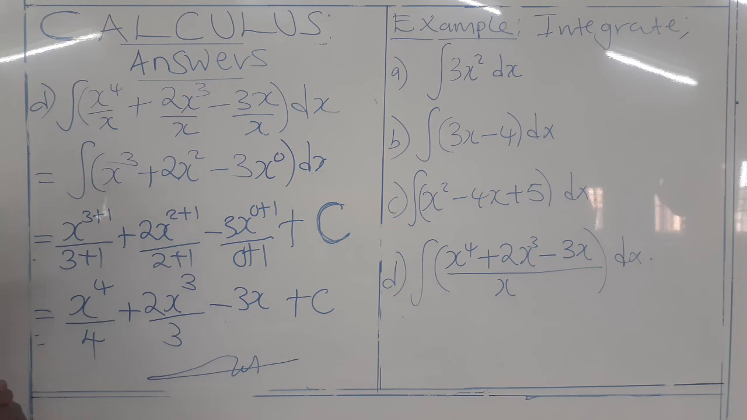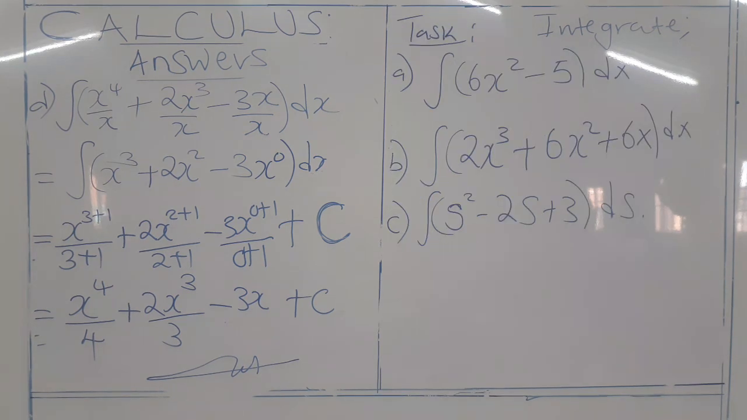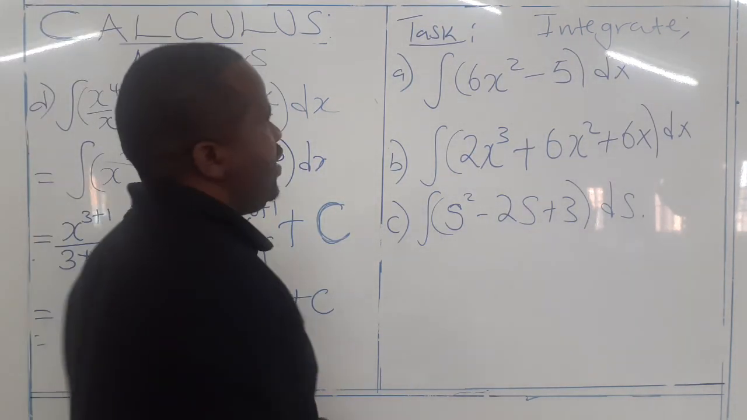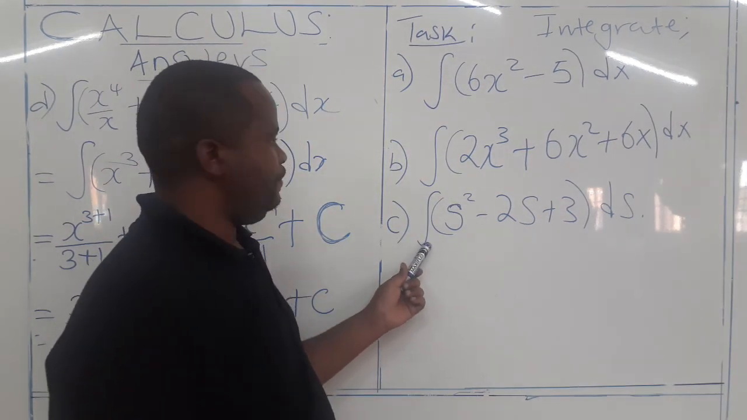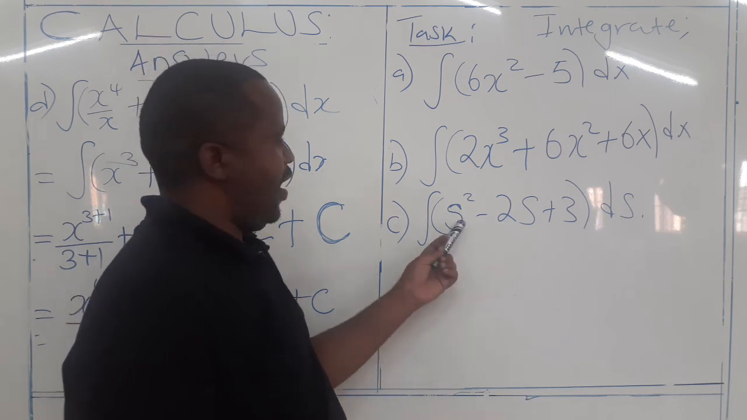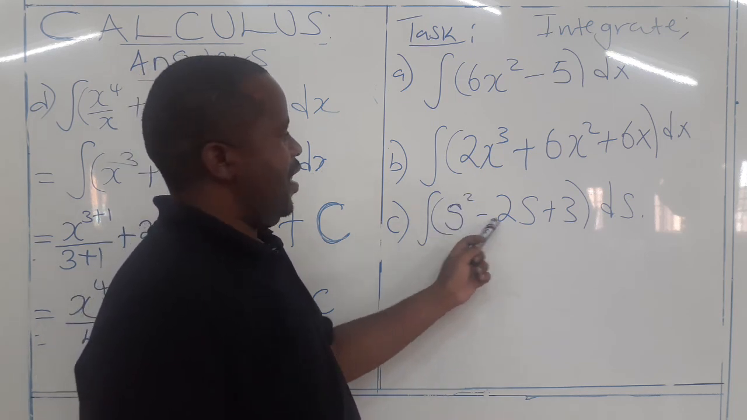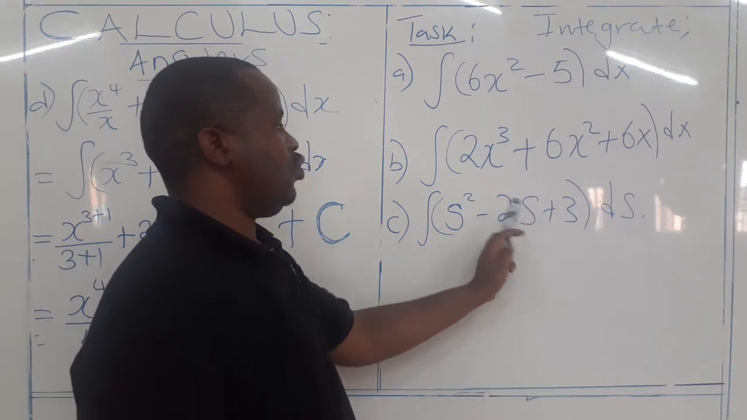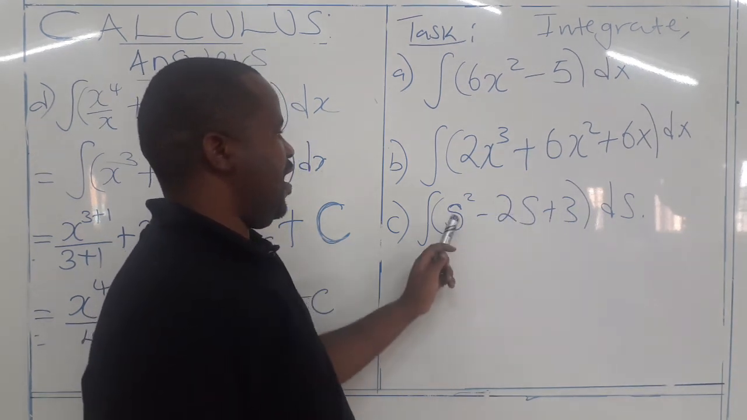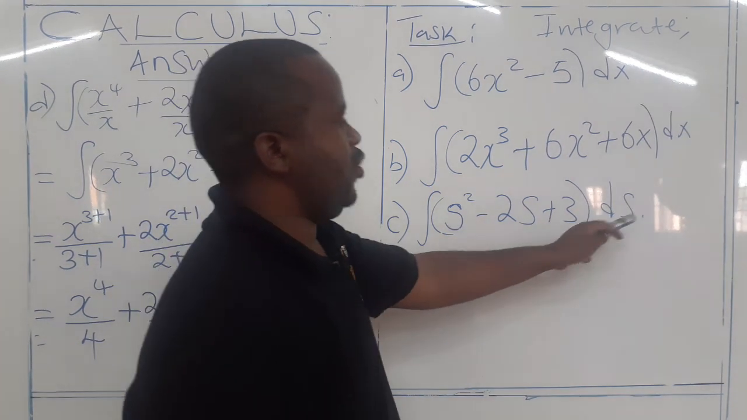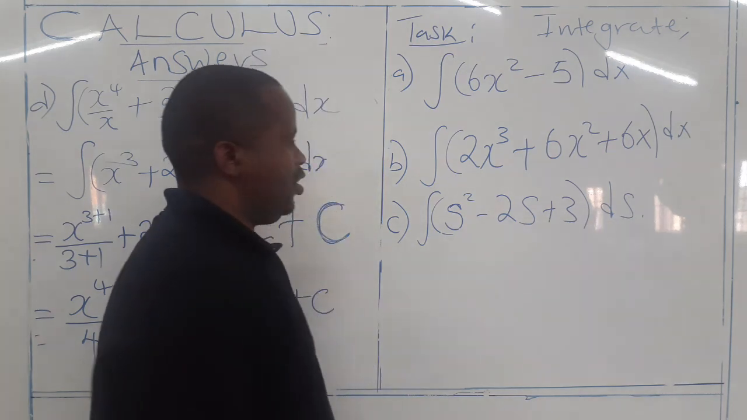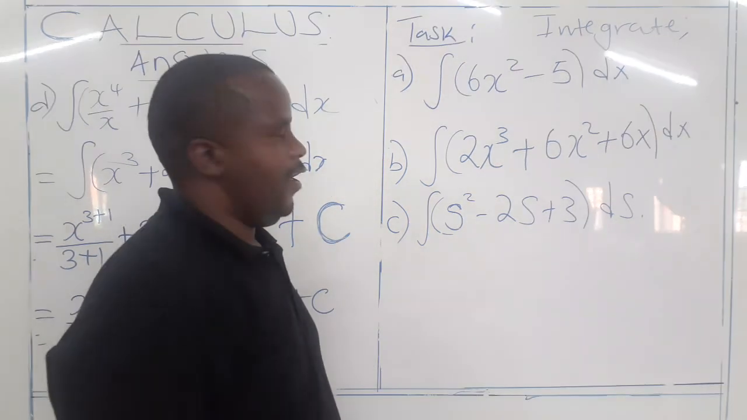So now I'm going to give you an exercise which you can try. Okay, so this one now is your exercise. We are saying integrate this. Alright, now maybe with the last one here, take note. This is my s. So this is s squared minus 2s plus 3. This is not 5. It is 2s. Here, s squared. Alright, so s squared minus 2s plus 3 with respect to s. This is ds, which is with respect to s.